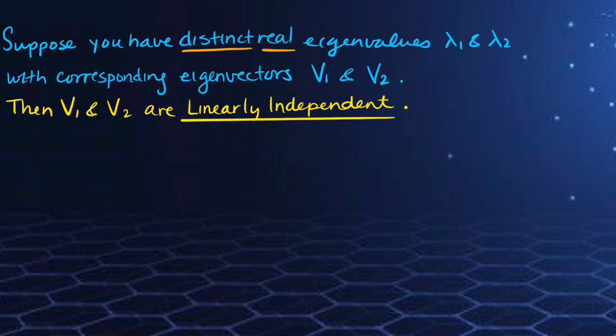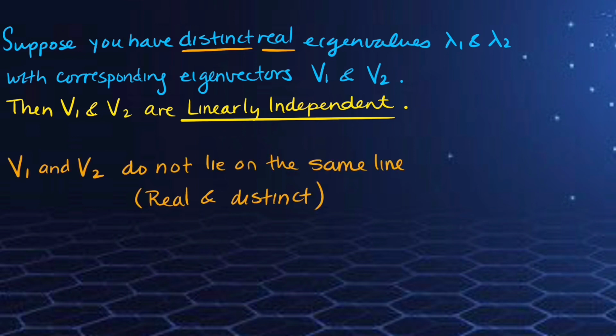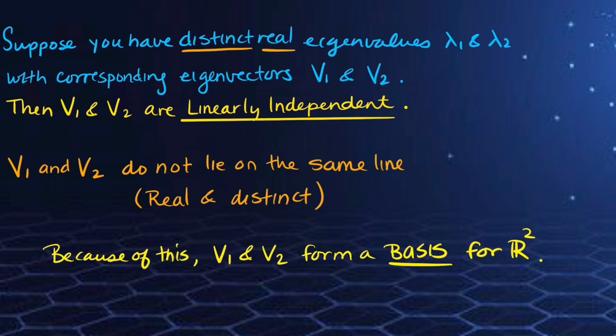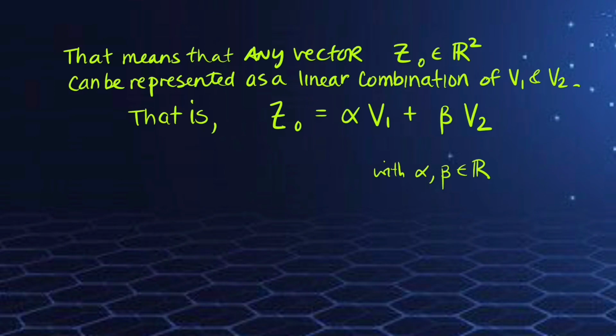Suppose you have real distinct eigenvalues with corresponding eigenvectors v1 and v2 which are linearly independent, then they do not lie on the same straight line. Because of this, v1 and v2 form a basis for R2. By forming a basis for R2, they allow us to form linear combinations of solutions to create a new solution.